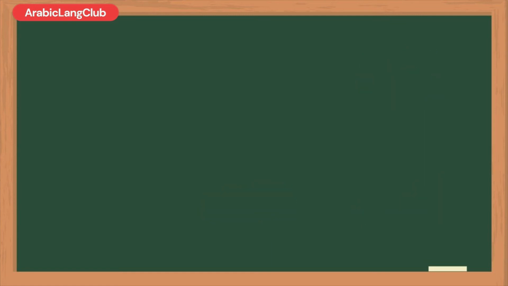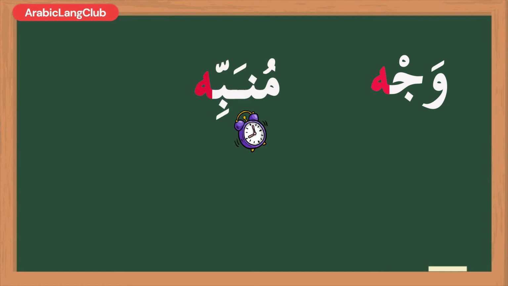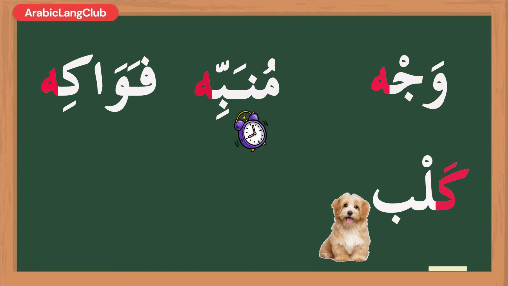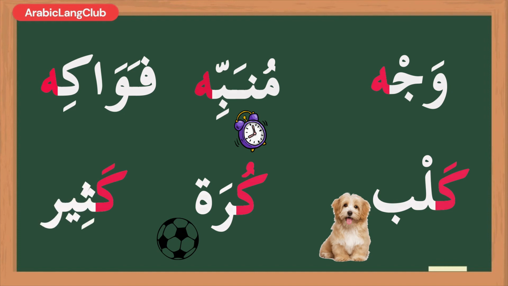Ha at the end: وجه، منبه، فواكه. Letter kaf at the beginning: كلب، كورة، كثير.